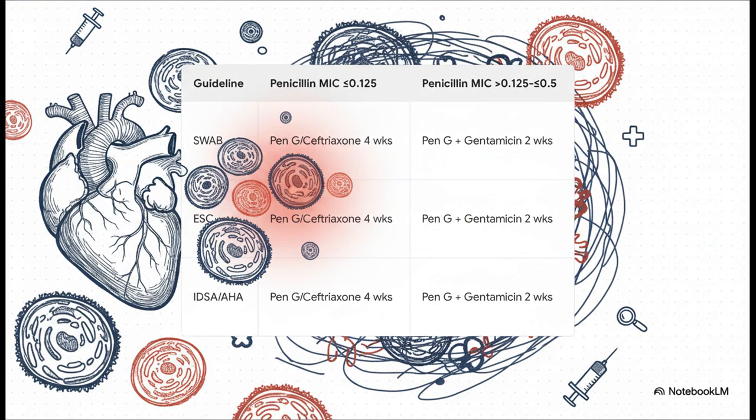Okay, so for native valve endocarditis, there's actually a really strong consensus across the major guidelines, from the Dutch SWAB, the European ESC, and the American IDSA-AHA. If you have a fully susceptible isolate with a penicillin MIC of 0.125 or less, a 4-week course of penicillin or ceftriaxone is the standard of care. Now, if that MIC creeps up a little, they all agree. Add 2 weeks of gentamicin for that synergistic punch.